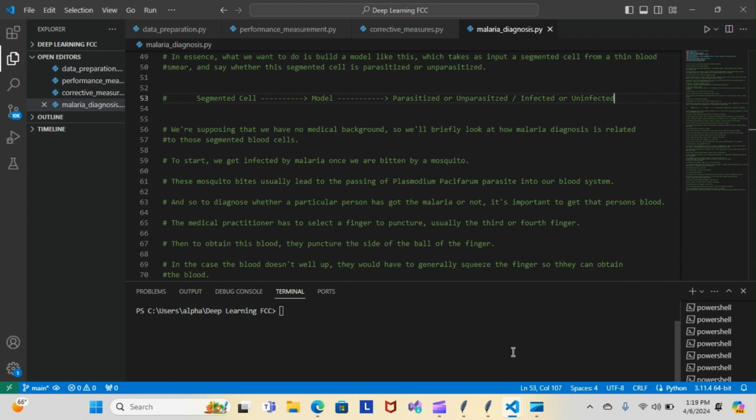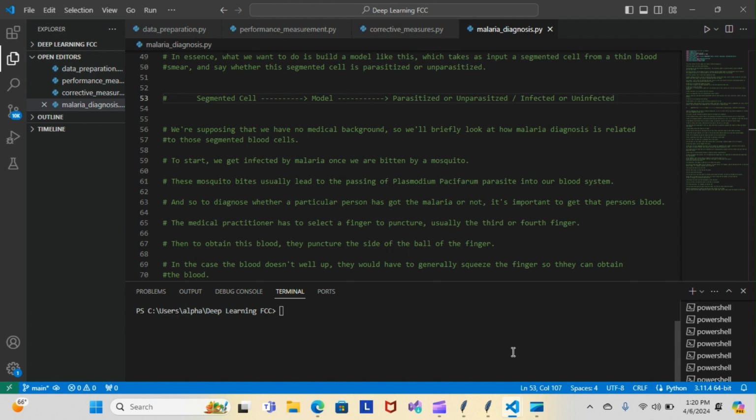We're supposing that we have no medical background, so we'll briefly look at how malaria diagnosis is related to those segmented blood cells. To start, we get infected by malaria once we are bitten by a mosquito. These mosquito bites usually lead to the passing of a Plasmodium falciparum parasite into our blood system.